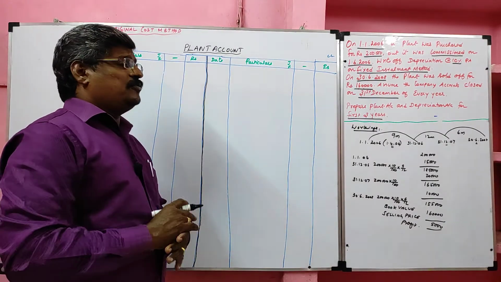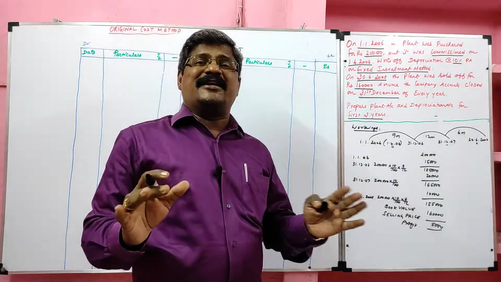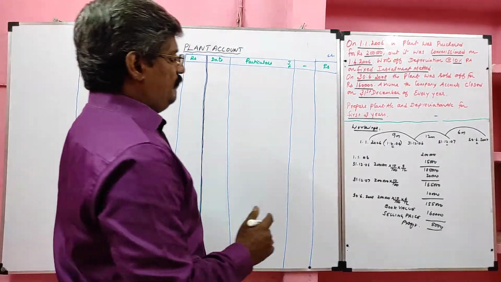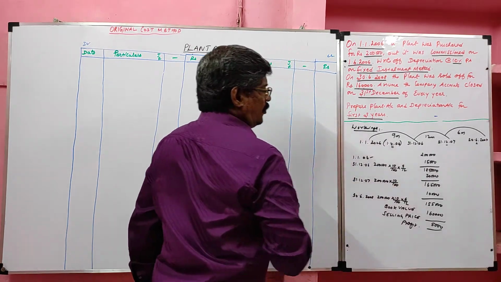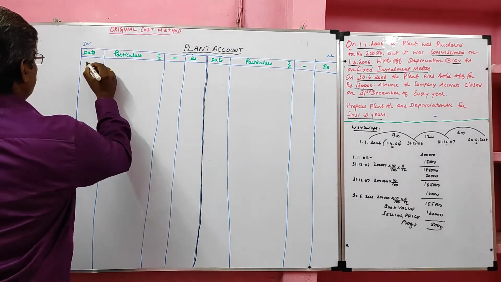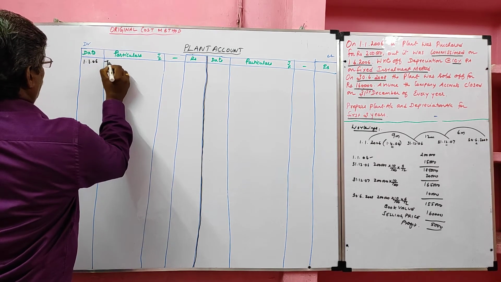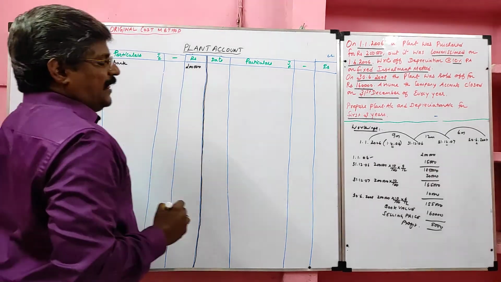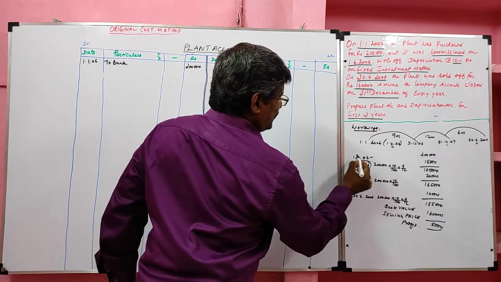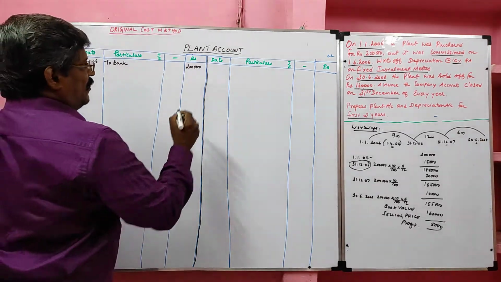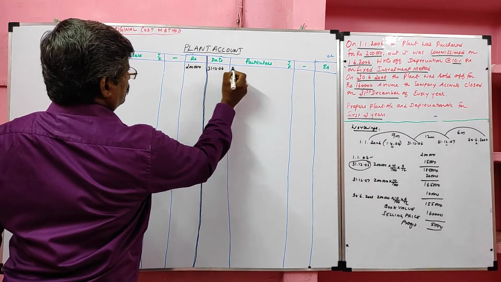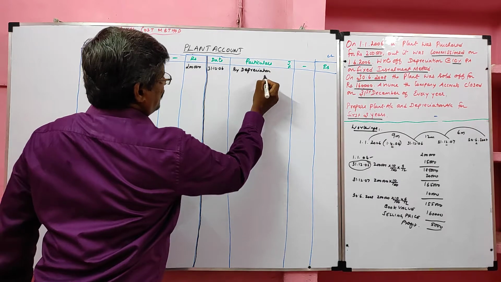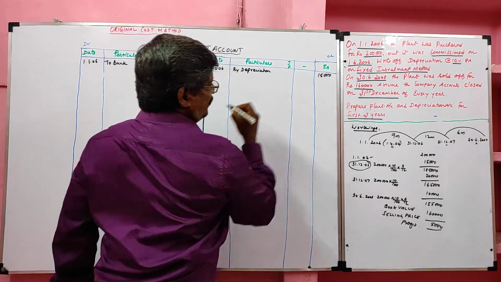Here I am not going to record any journal entry. I am going to prepare the ledger account directly. First we are going to prepare plant account since we purchased the plant. First, on 1/1/2006 we bought the plant. So, to bank, we bought for 2 lakh. Then on 31st December 2006 we have to provide depreciation, by depreciation. First year depreciation we should provide for 9 months, 15,000.